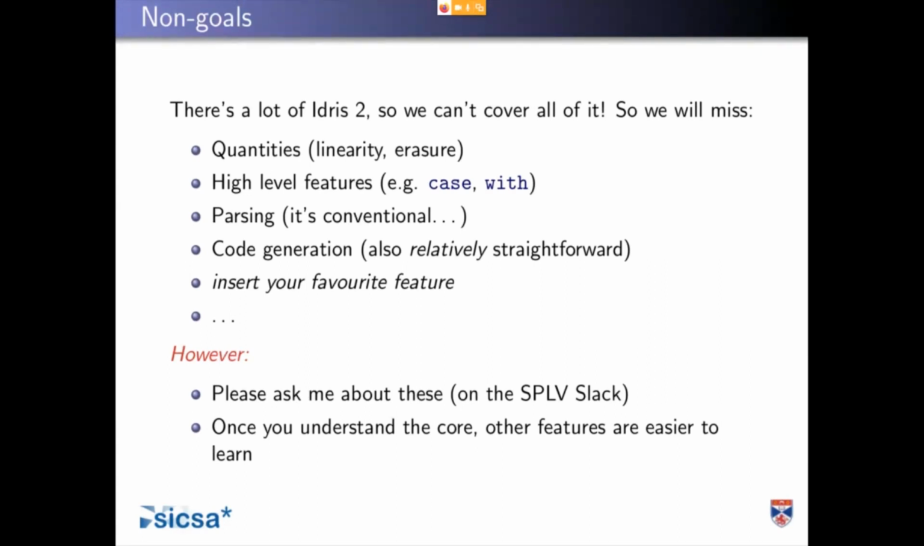I'm not going to talk about code generation because, I don't like using the word straightforward, but it is relatively straightforward compared to everything else we'll be doing. And again, fairly conventional. It doesn't mean I don't want to talk about them. I'm quite happy to talk about them. So please do ask me about other things, especially after you've learned a little bit about the core and you're thinking, how does some feature fit in? Please do ask me about them.